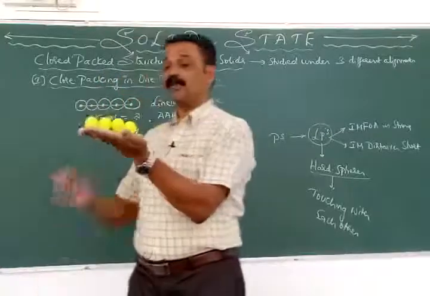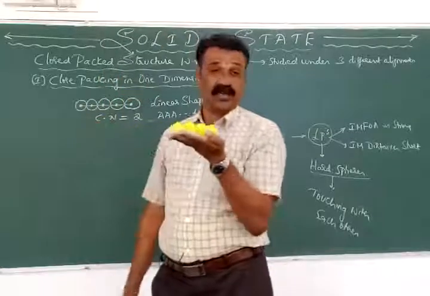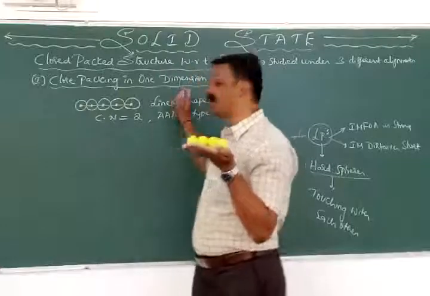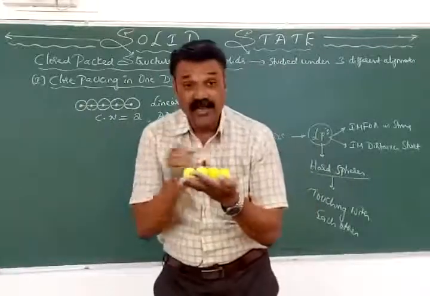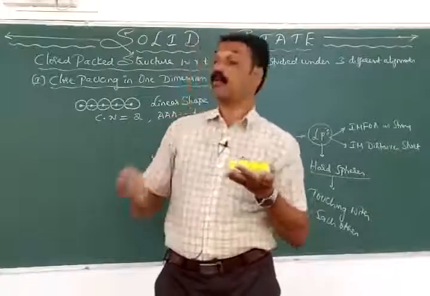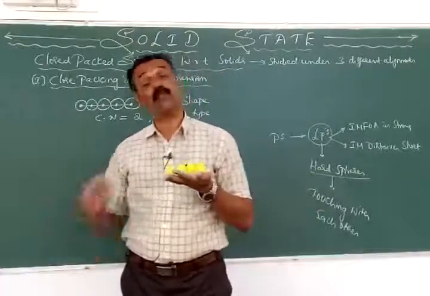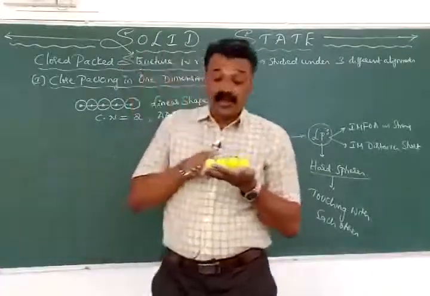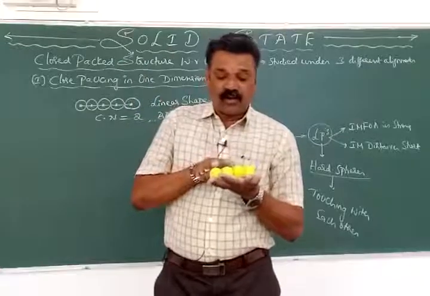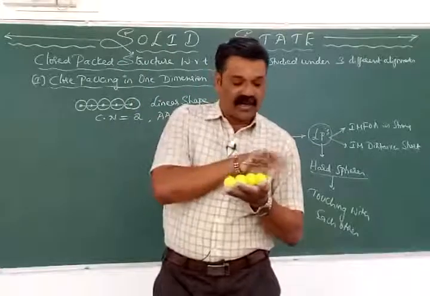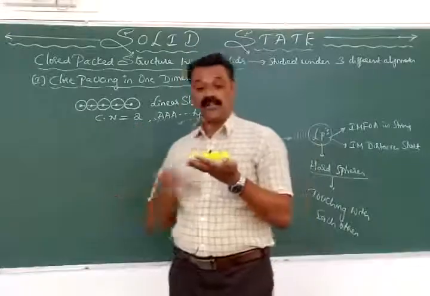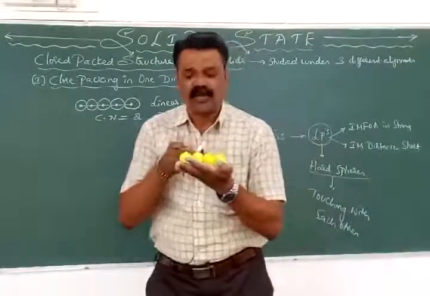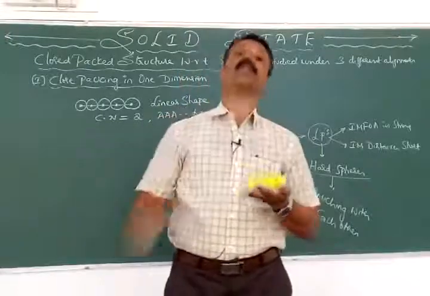If this is the case, it is one dimension. It means the close packing with respect to one dimension, and that is found to have a linear shape, which is also called straight, or sometimes diagonal. So here, what is the coordination number? Each particle is surrounded by 2. Therefore, the coordination number is 2. And all particles have the same nature, therefore it is called A type here.